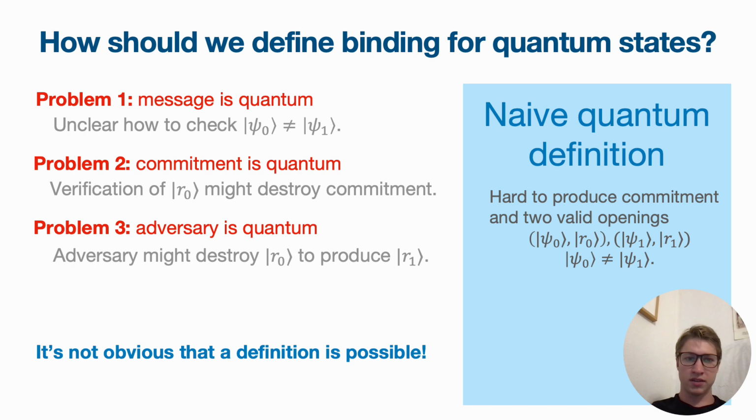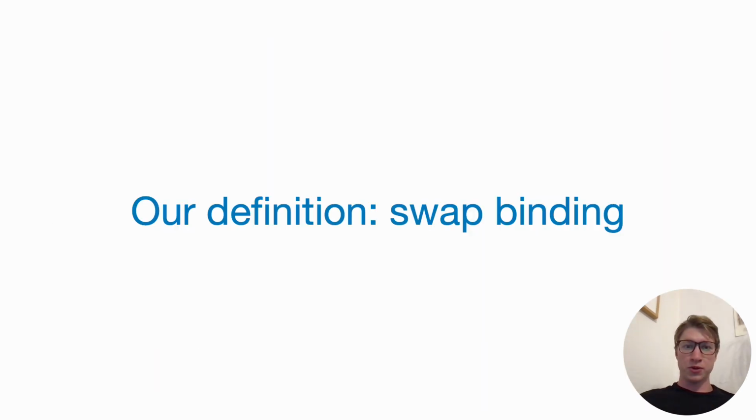Okay, so at this point, it's not clear that a definition should even be possible. Maybe we'll have to throw our hands up and just resort to reasoning case by case whether a particular commitment scheme will compile our particular protocol. Okay, so fortunately, that's not going to be the case. And we're about to get to our definition, which we call swap binding.